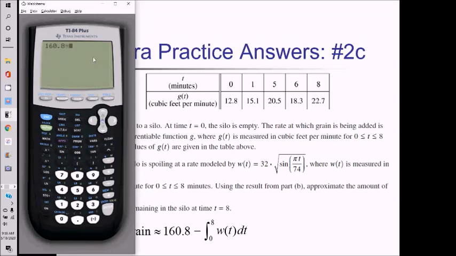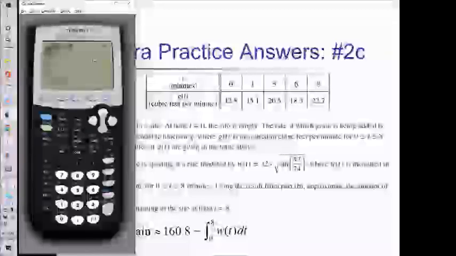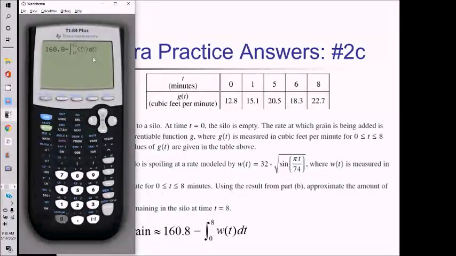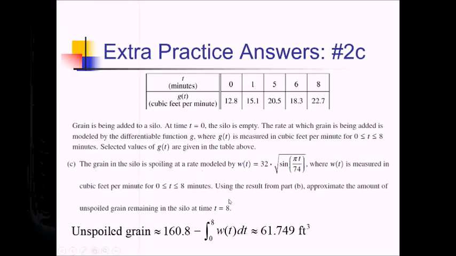We are doing 160.8 minus, and now we're doing math 9 to get my integral from 0 to 8. I'm going to do W of t dt in here, which on my calculator I need to do alpha trace y1 because that's where I stored W. And instead of dt, I'm doing dx because I always do dx on the calculator. Press enter, and that comes out to, it takes a while for grain to spoil apparently, 61.749. And that's going to be in cubic feet.